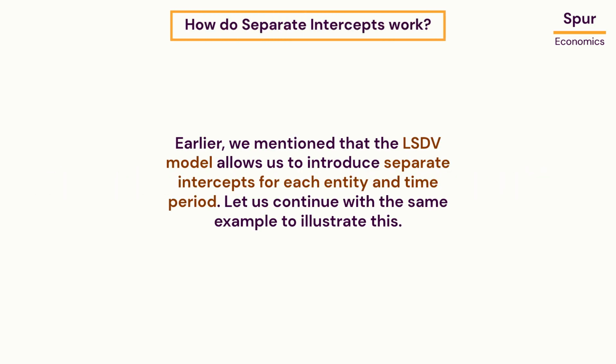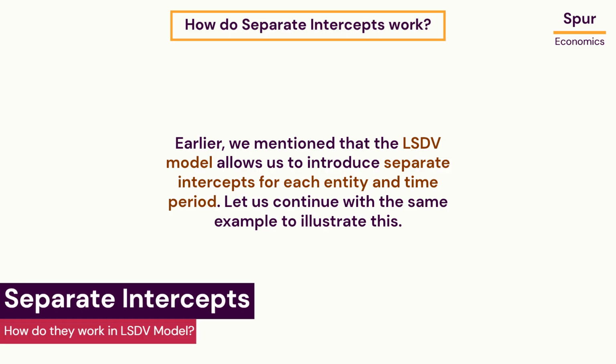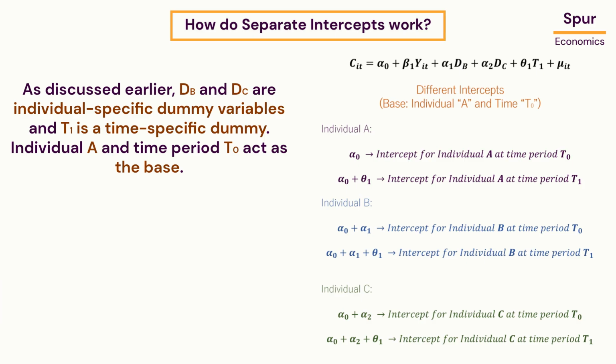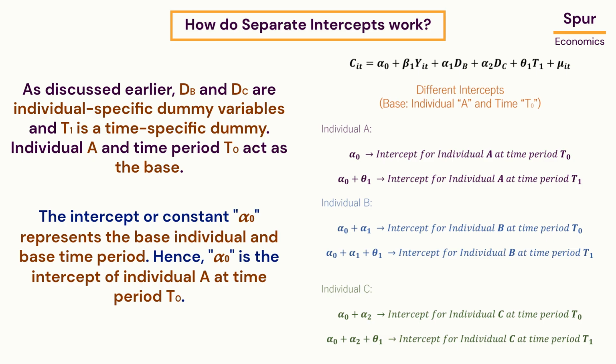Earlier, we mentioned that the LSDV model allows us to introduce separate intercepts for each entity and time period. Let us continue with the same example to illustrate this. As discussed earlier, dB and dC are individual-specific dummy variables and T1 is a time-specific dummy. Individual A and time period T0 act as the base. The intercept or constant alpha 0 represents the base individual and base time period. Hence, alpha 0 is the intercept of individual A at time period T0.